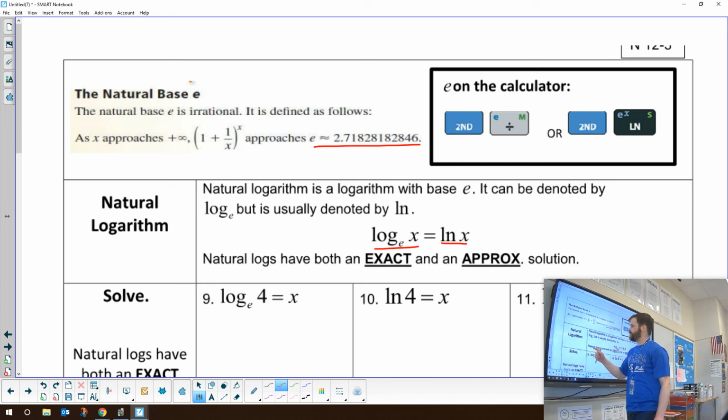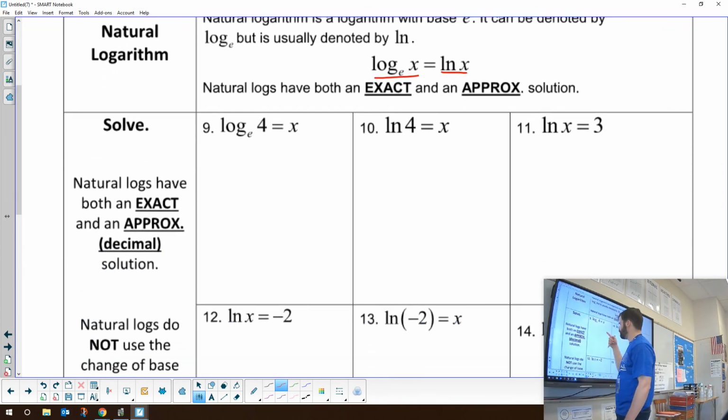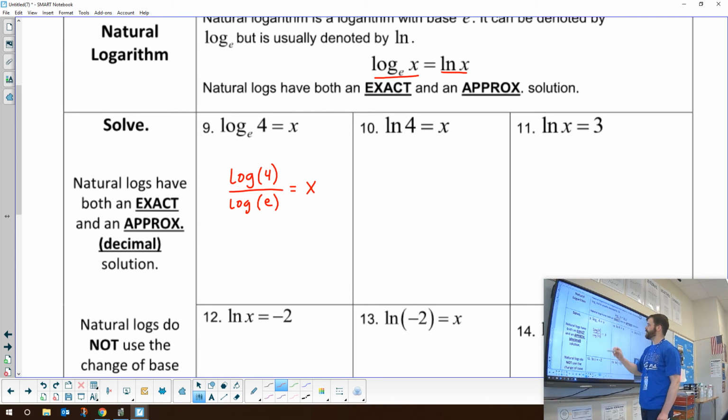So take a look here. On number 9, what would we normally do? We would have log base e of 4. And if I was trying to solve this, I would use the change of base formula. And I would go log of 4 over log of e. And that would give me what my x value is, because remember, it is your value over your base when we plug that in. So we can plug that into our calculator here.